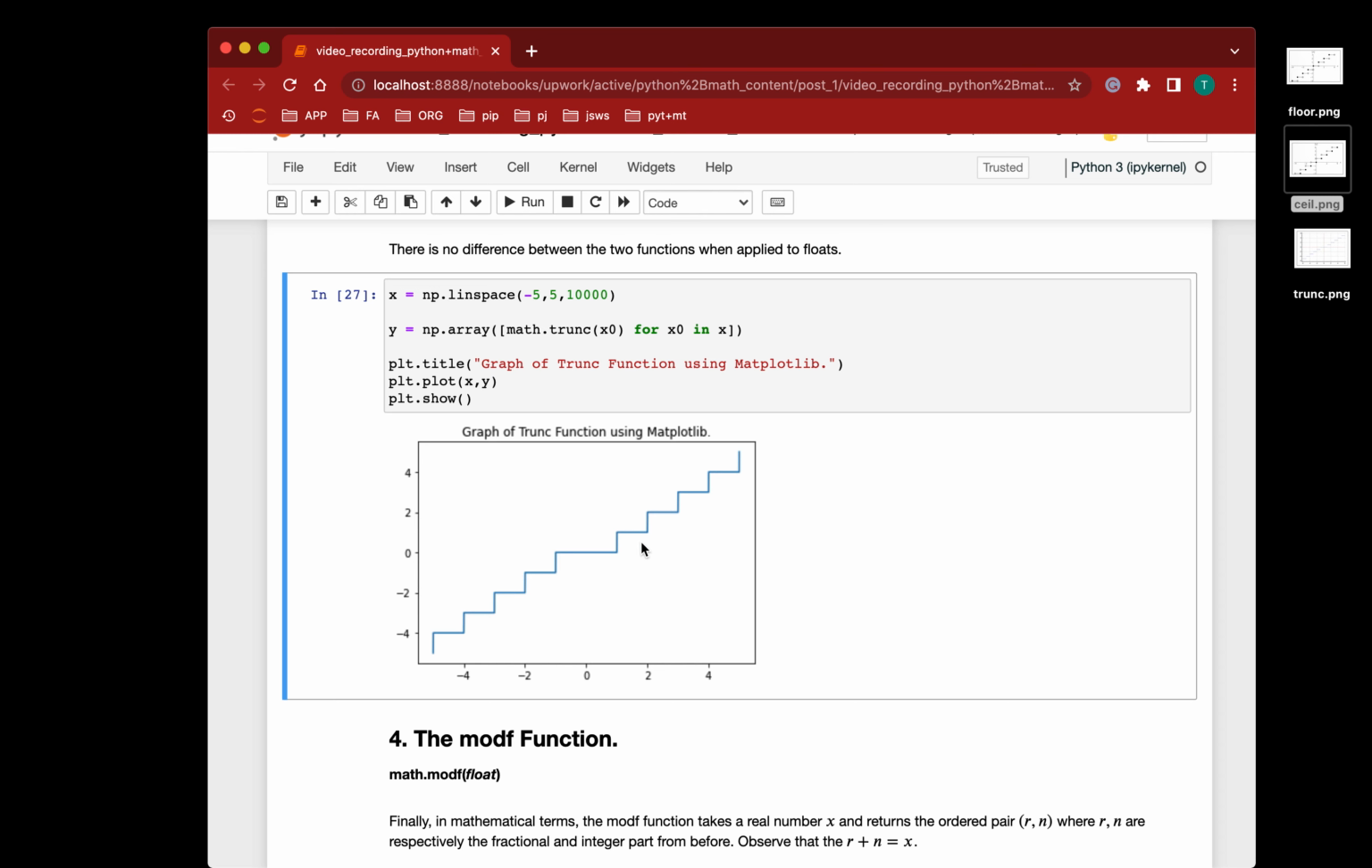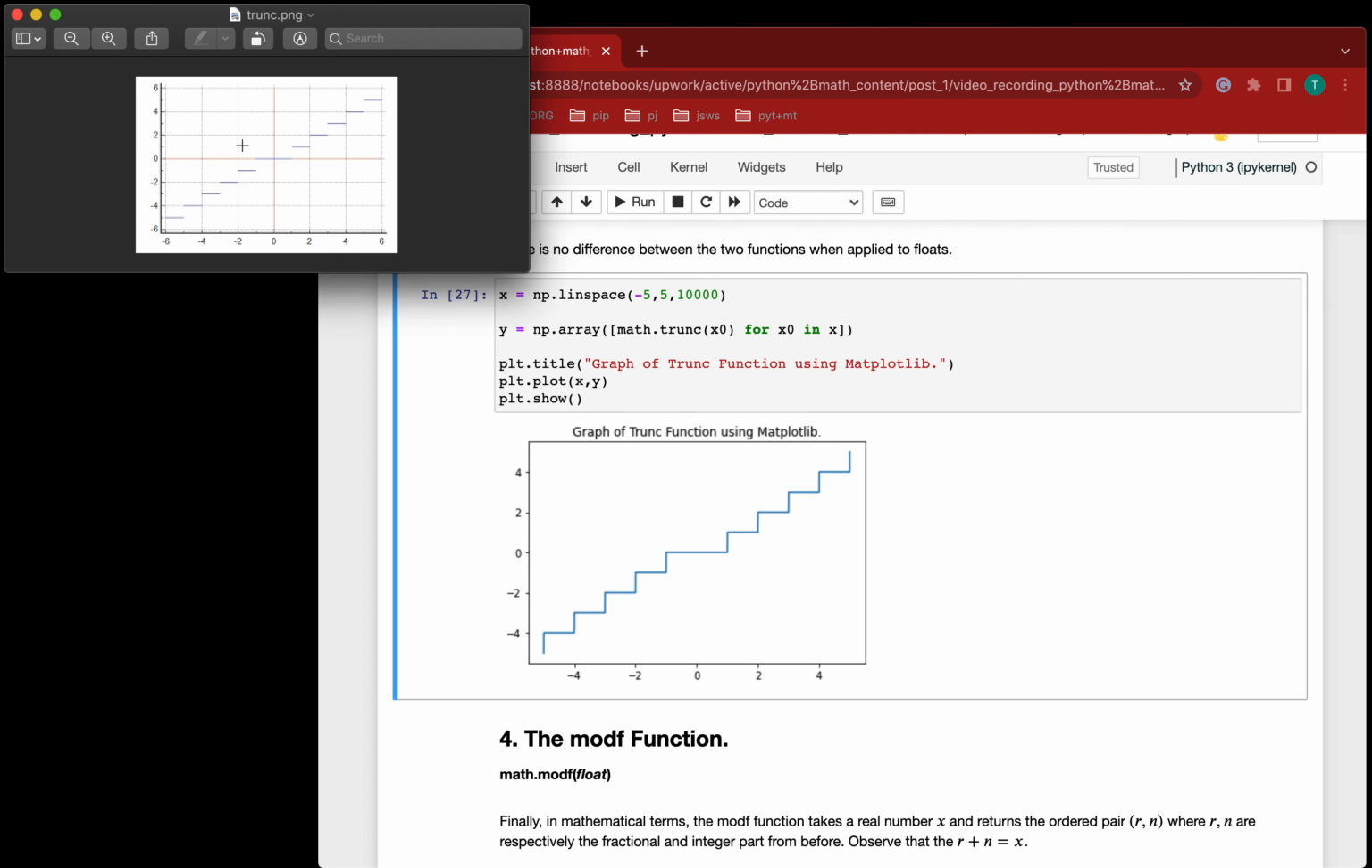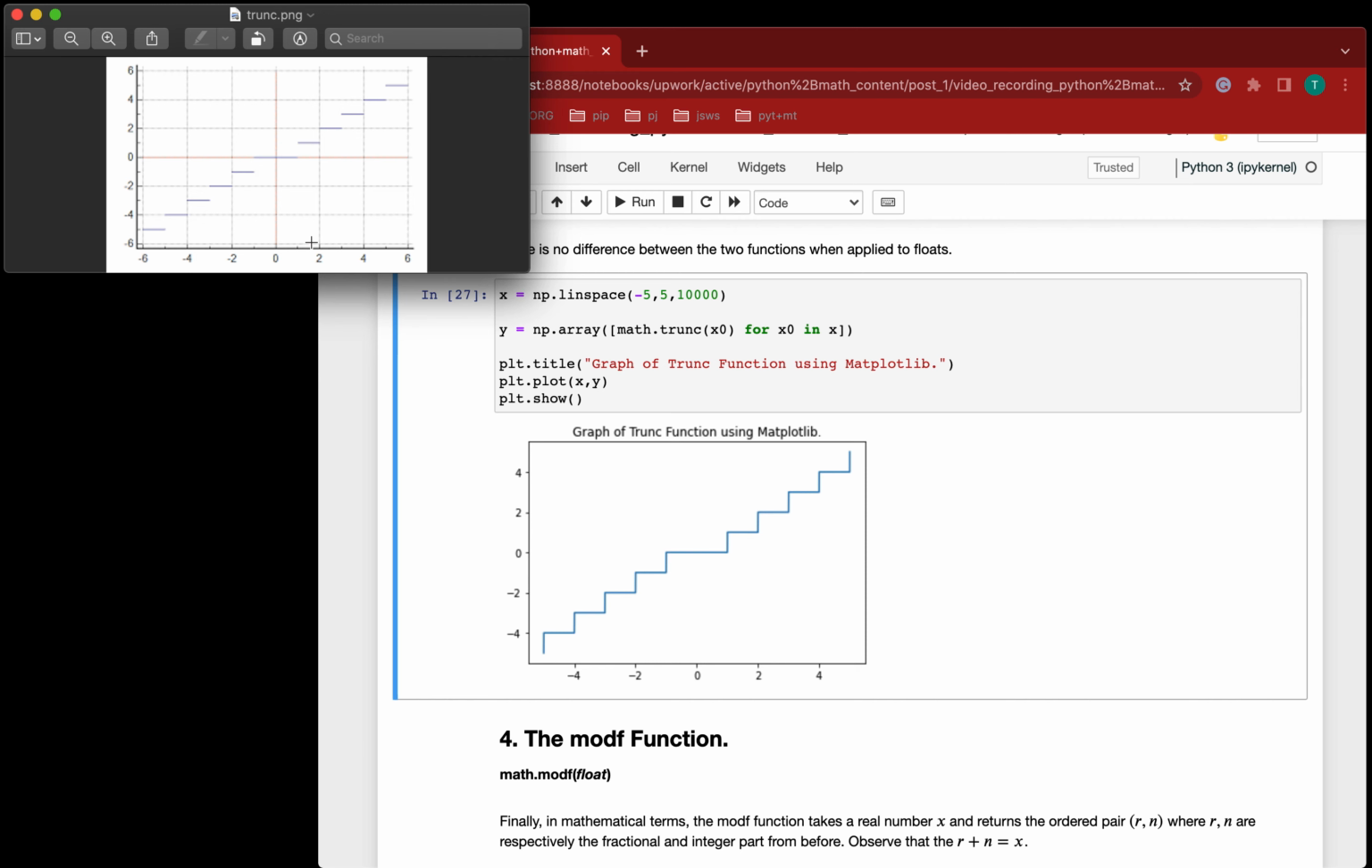So it looks like a staircase. Again, the vertical components should not be there, as we said before. You can see that it's an odd function, so it's symmetric with respect to the origin. And so it looks like this. The vertical components should not be there, and should be replaced by these endpoints of the integer points.